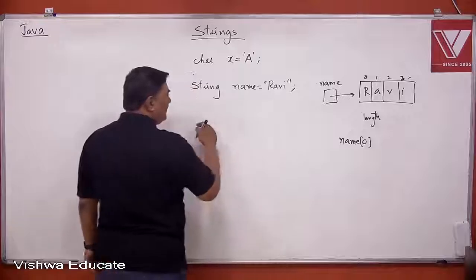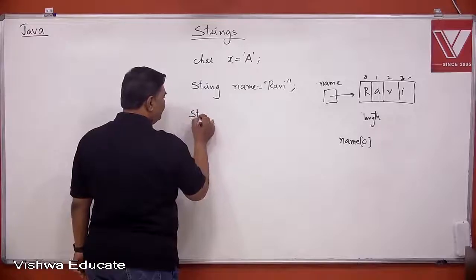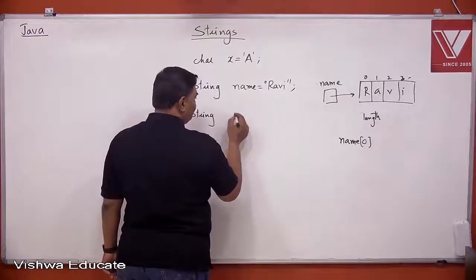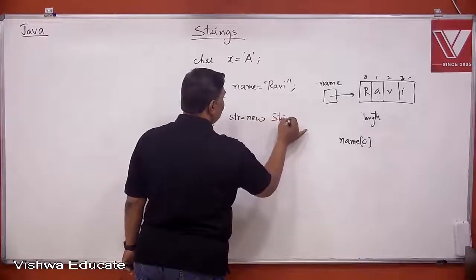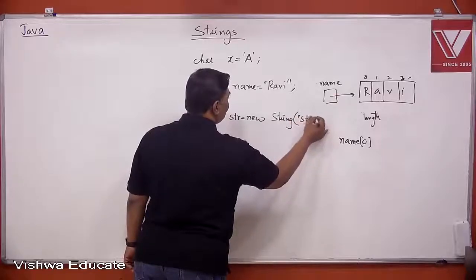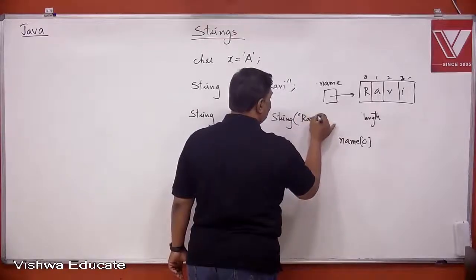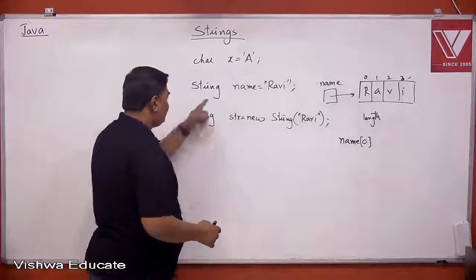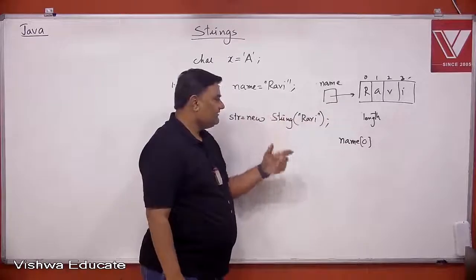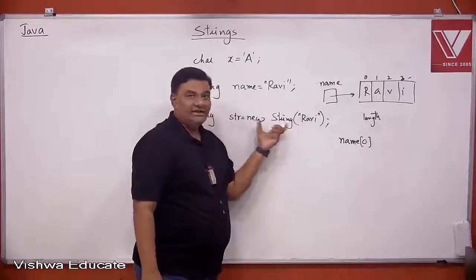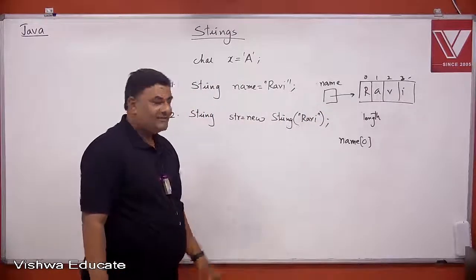Next, what are the other methods of creating a string? This is one method of creating a string. The second method of creating a string is: String str = new String, and I'll give the name here, Ravi. This is the first method and this is the second method. In the first method, a literal is given directly. In the second method, an object of type String is created. It looks the same, but an object of type String will be created.